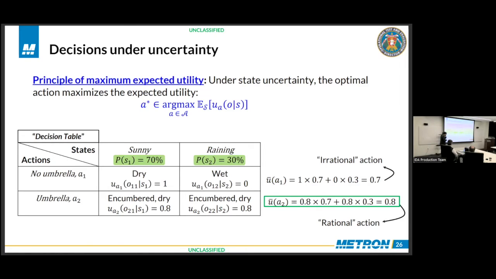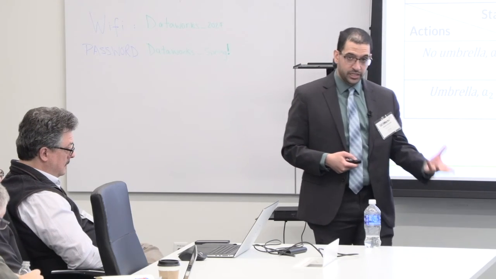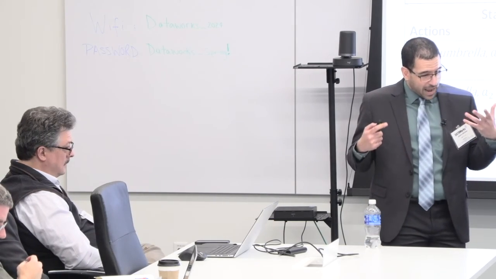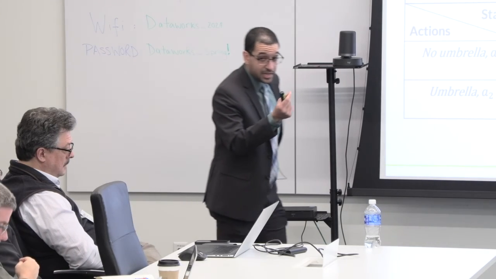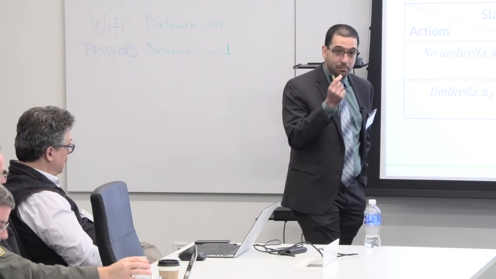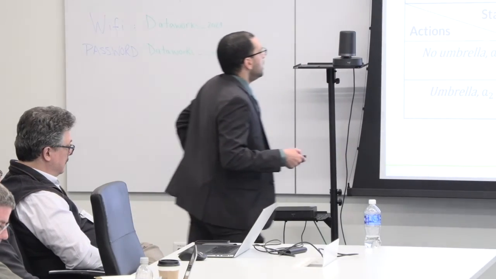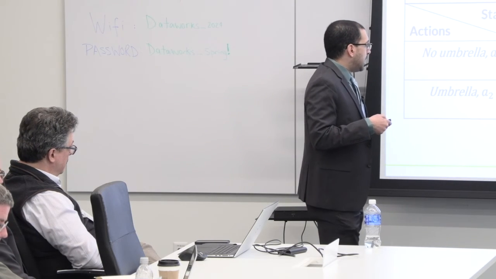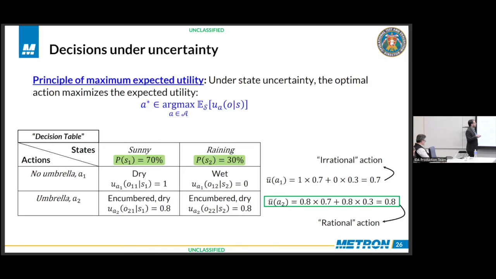Now, we ask the question, well, what is the best action I should take in this situation? We're going to use something called the principle of maximum expected utility, which says, if I have uncertainty about the state of the universe, the optimal action maximizes the expected utility. I'm trying to maximize this expected or average utility, which encodes my preferences. So for the no umbrella case, I'll take this expectation, which is the utility times the probability plus the utility times the probability, add that up, and I'll get 0.7.